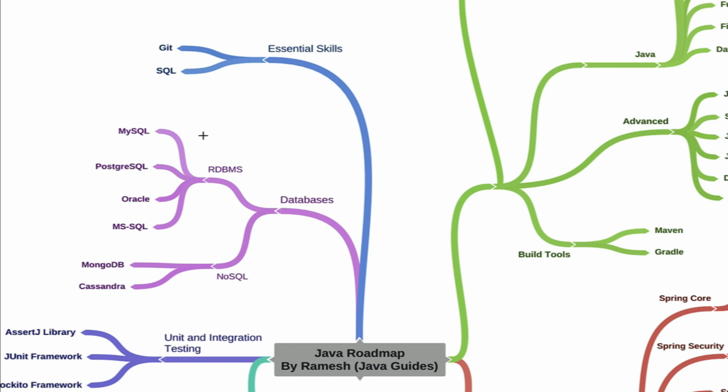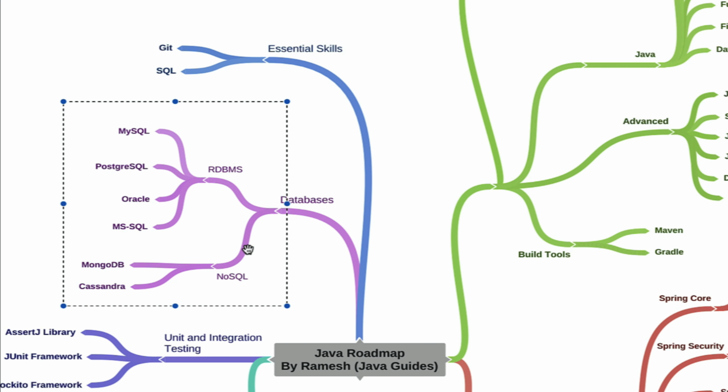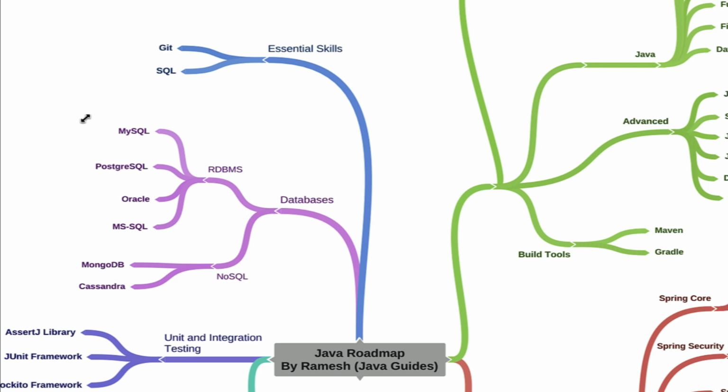Next, as a Java programmer, you should know also about the databases. Well, here I have listed a few of the important RDBMS and NoSQL databases. You should know about these commonly used RDBMS like MySQL, PostgreSQL, Oracle, and MS SQL. So these are the frequently used RDBMS databases. So as a Java programmer, you should be familiar with these databases. Okay, and here I have mentioned NoSQL databases like MongoDB and Cassandra.